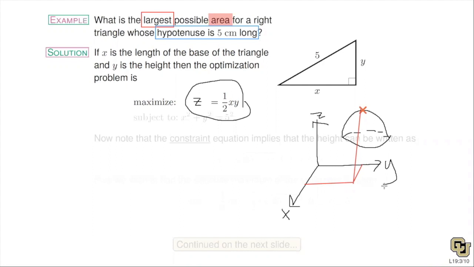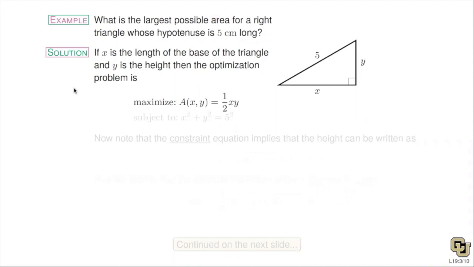So this is a Calc 3 problem that you'll learn how to solve, but in Calc 1, we will use the constraint to make this a Calc 1 problem that you can solve. So once we introduce the constraint, which is that x squared plus y squared equals 5 squared. So this part's important to realize that we've translated this English sentence, that the hypotenuse has to be 5 centimeters long. This is the equivalent mathematical sentence.